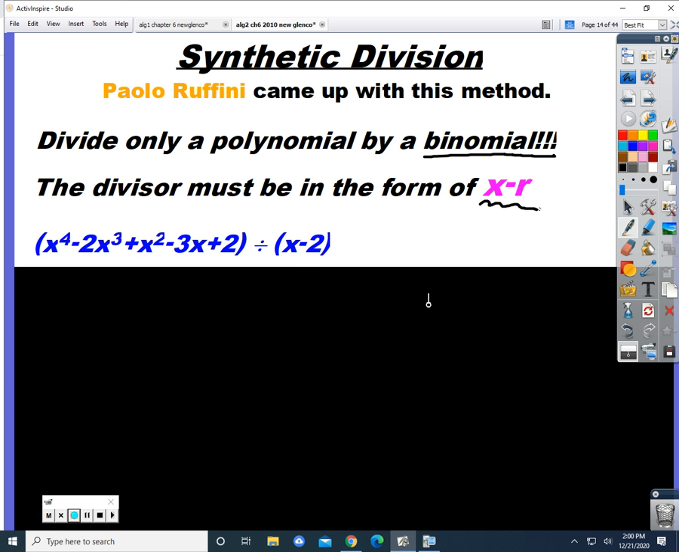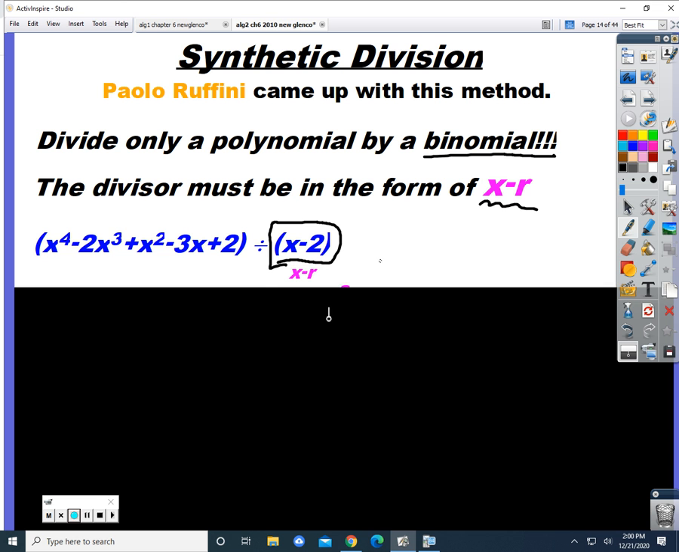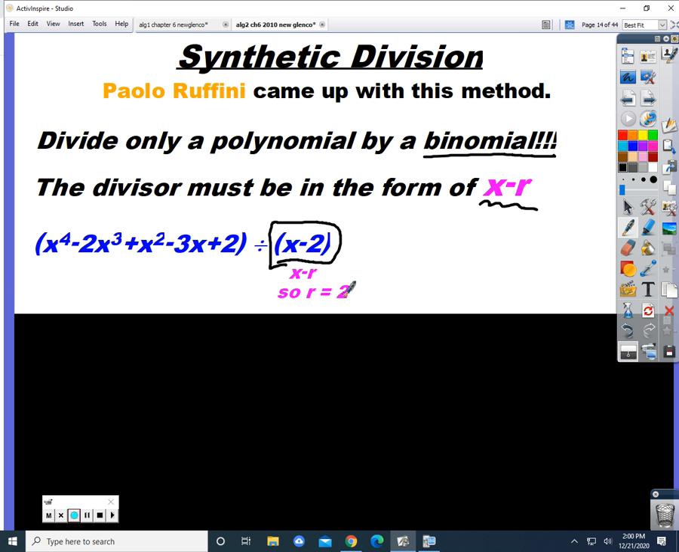You've got this big long polynomial being divided by a binomial. See that? What we want to think about is, can I fit it back into an x minus some number? And it fits perfectly. So you're going to set up this problem by using r is a 2.